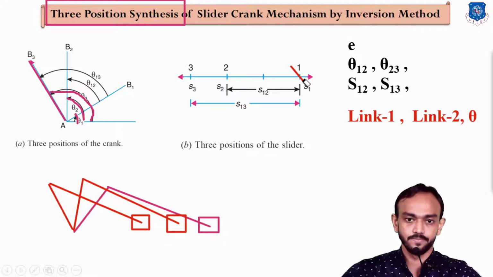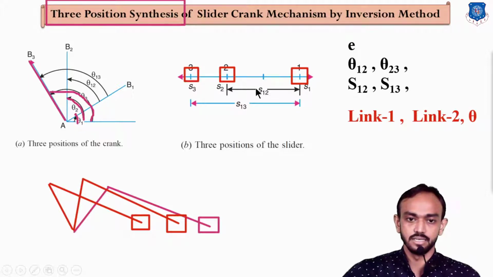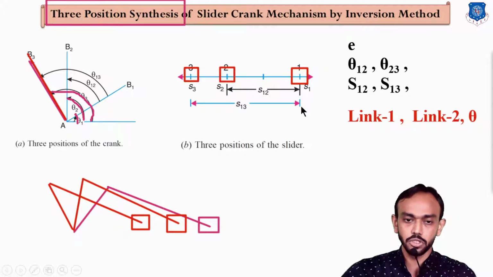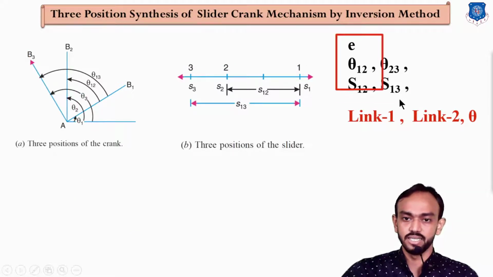You can check the first position, second position, and third position. With respect to 1, there is a distance S12, meaning from the first position to the second position. This is known as S12. When the crank moves to the third position, the slider will be here, and the total distance from the initial position will be S13. Remember that you have to remember all these distances.